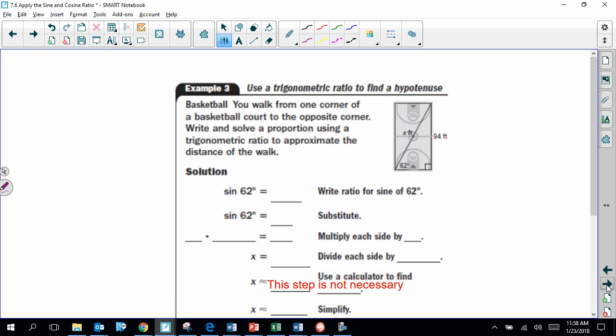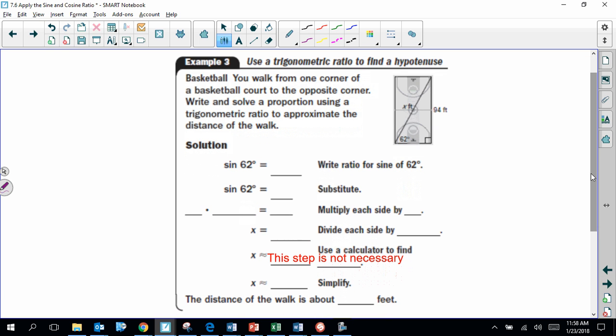So now we're going to give an application for how we're going to use a trig ratio. Here we have a basketball court, and we want to go from one corner of the basketball court to the other corner, because obviously that's going to be shorter than walking all the way around the perimeter, along where the back of the rim is and along the sideline.